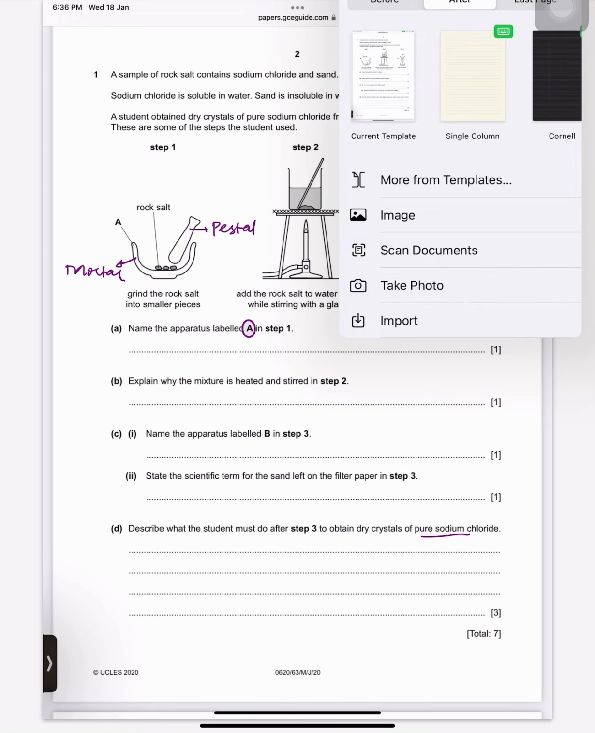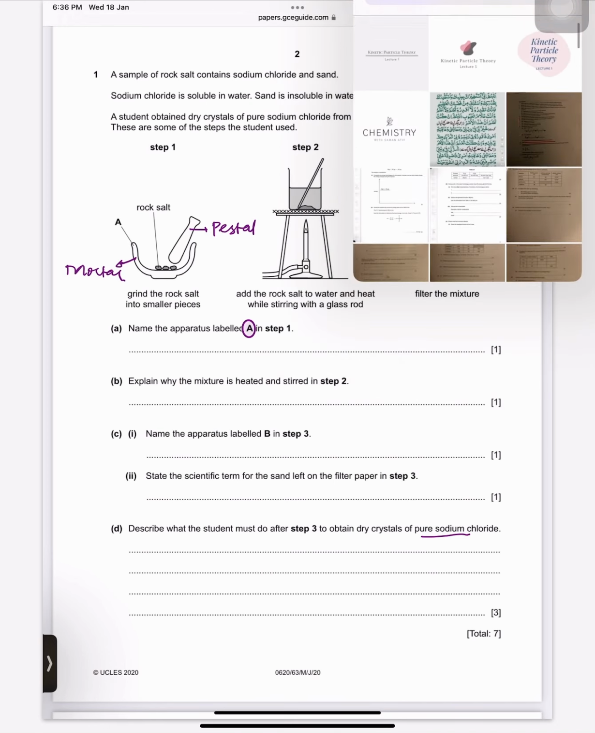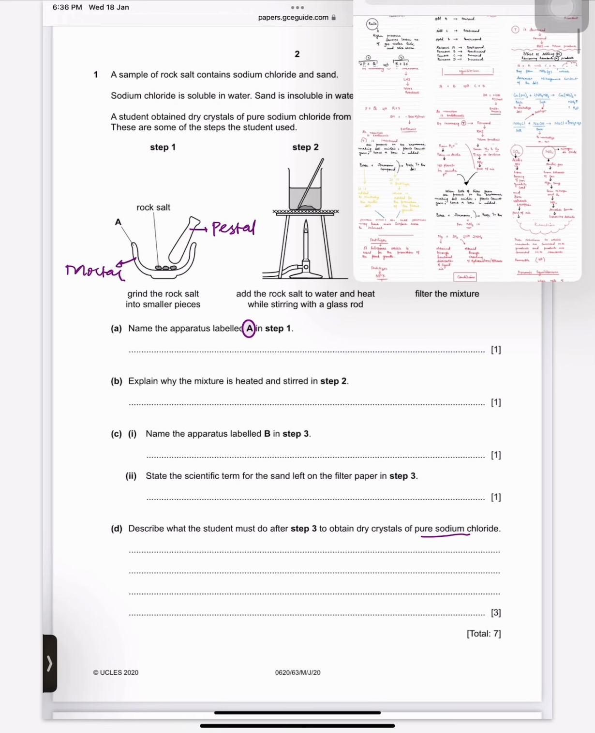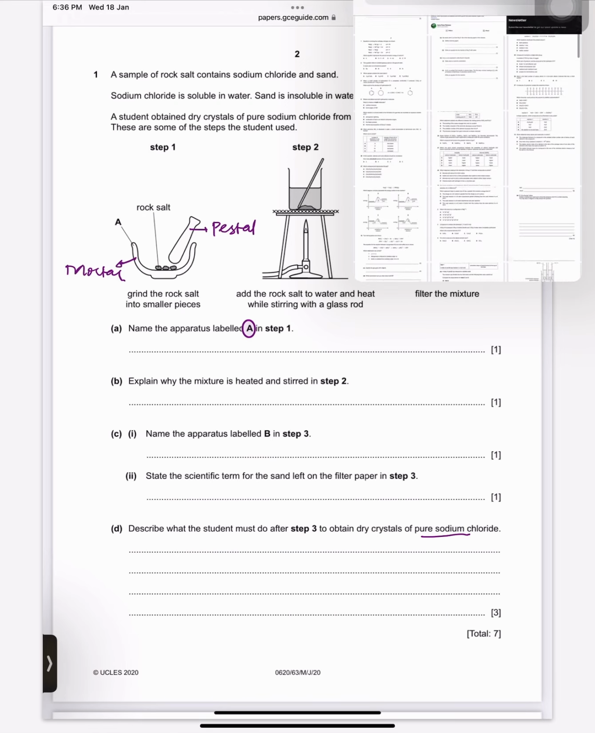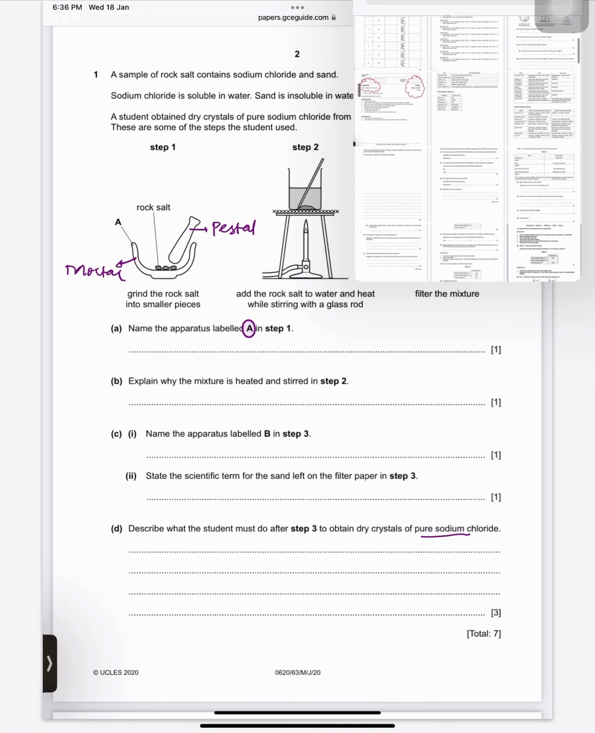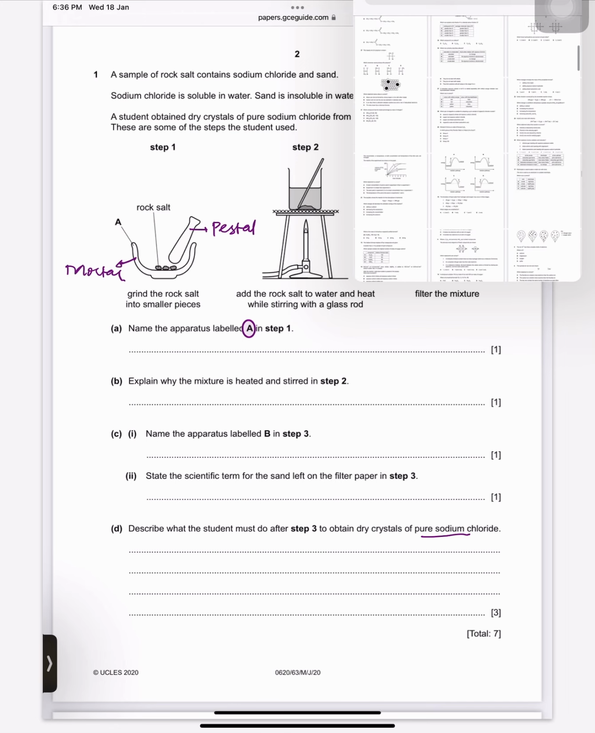Okay, let me find another question for you, so that you people may have an idea that the examiner can ask about the apparatus directly, about the processes, about the names of different diffusion processes, etc. Here is a question. Let me find that question for you.